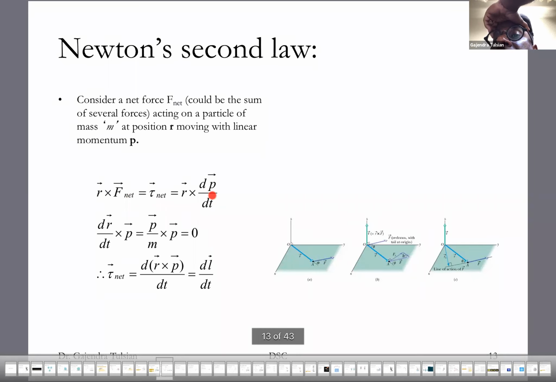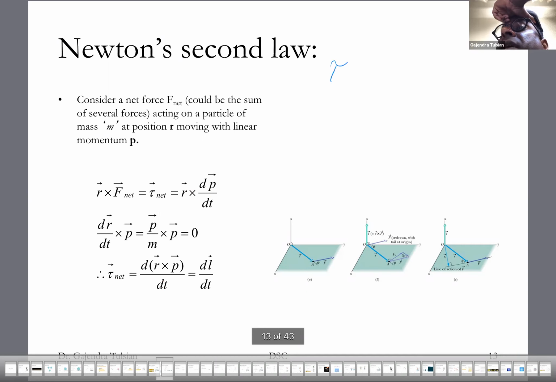And here's a little trick that's done. dr/dt is velocity, and velocity is related to momentum, so dr/dt is p over m. That crossed with momentum is a vector crossed with itself. Any vector crossed by itself is 0. And so you can add that to this, and what ends up happening is the net torque can be shown to be equal to this.